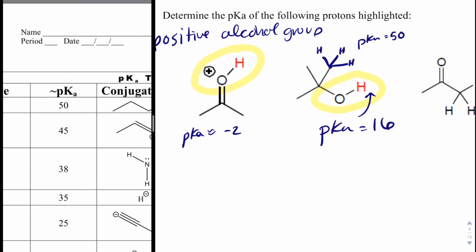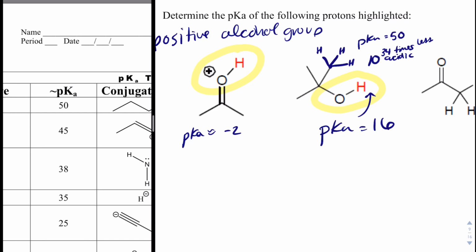You may be thinking, okay, if I have my calculator, I can take 50 minus 16, and I can say 34 times less acidic, and you're wrong. pKas are based on a negative log system, so it's actually 10 to the 34 times less acidic. So billions upon billions upon billions, just numbers that are hard to even comprehend.